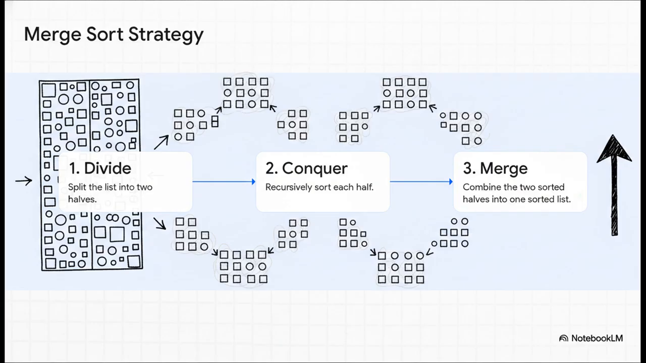First, you divide. You just split the list right down the middle into two halves. Then you conquer. You do the same thing to each of those halves, and the halves of those halves, and so on, until you're left with a bunch of tiny lists with just one element, which, by definition, are already sorted. Finally, you merge. You start combining these sorted little lists back together into bigger and bigger sorted lists until you have your final, fully sorted masterpiece.